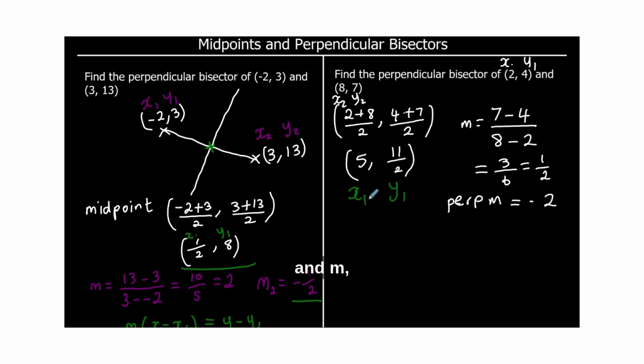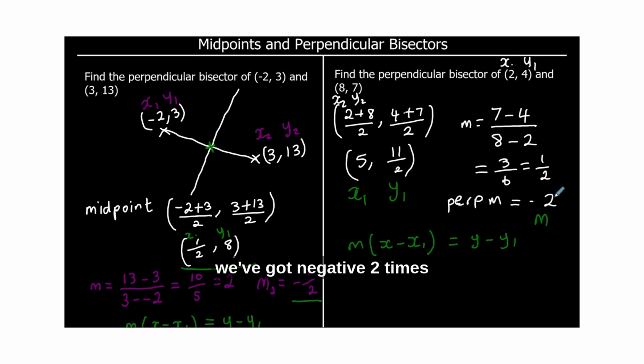So now we know x1, y1, and m. So we can use m times x minus x1 equals y minus y1. So we've got negative 2 times x minus 5 equals y minus 11 over 2.